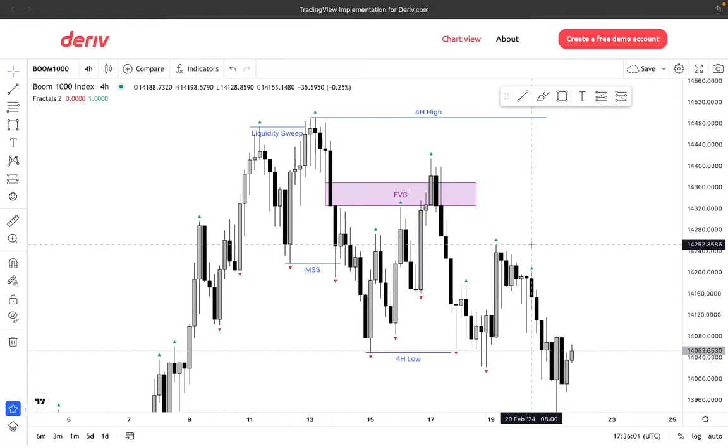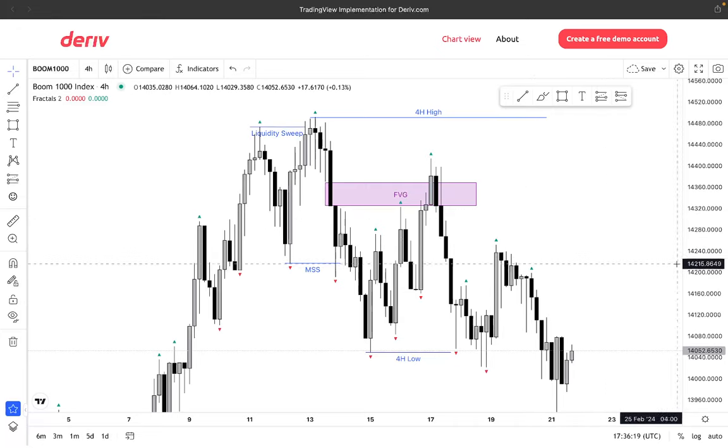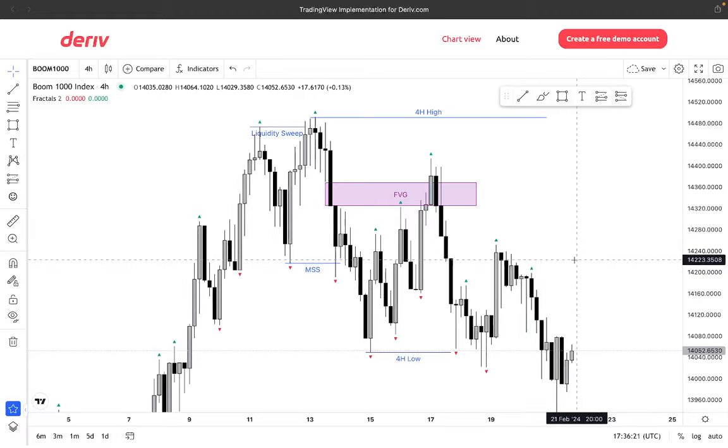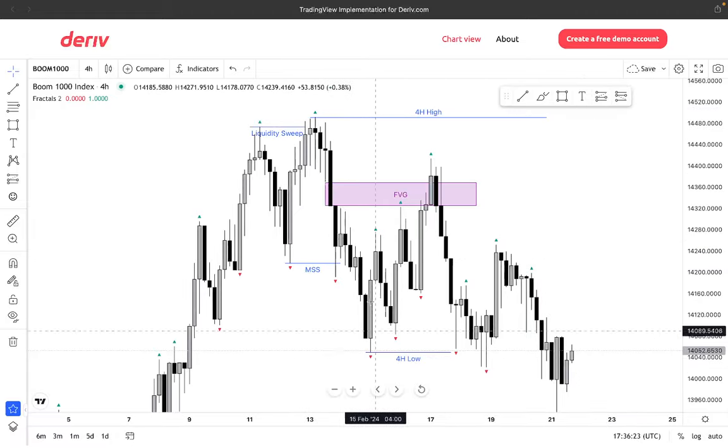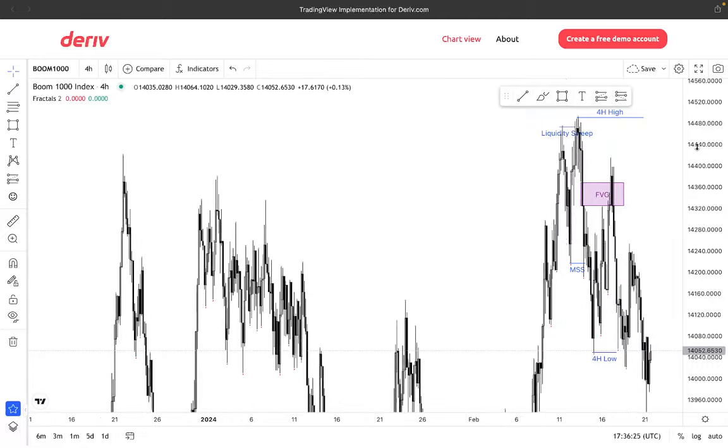Now what happens in a boom and a crash market, a lot of people are buying in the crash market and selling in the boom market, and then you get stopped out and you ask yourself, no, the market is manipulating me and everything like that. It's not necessarily the case. We have a huge down move. Let's see what happens when we zoom out.